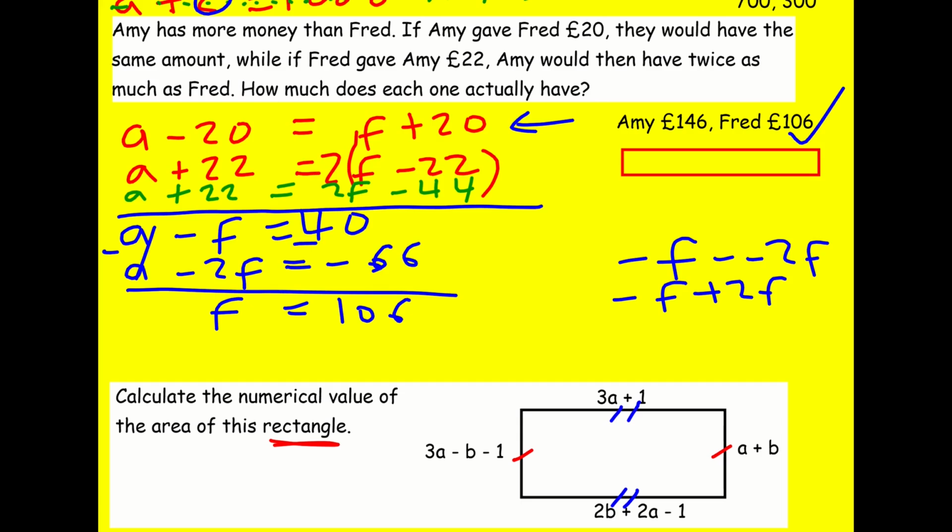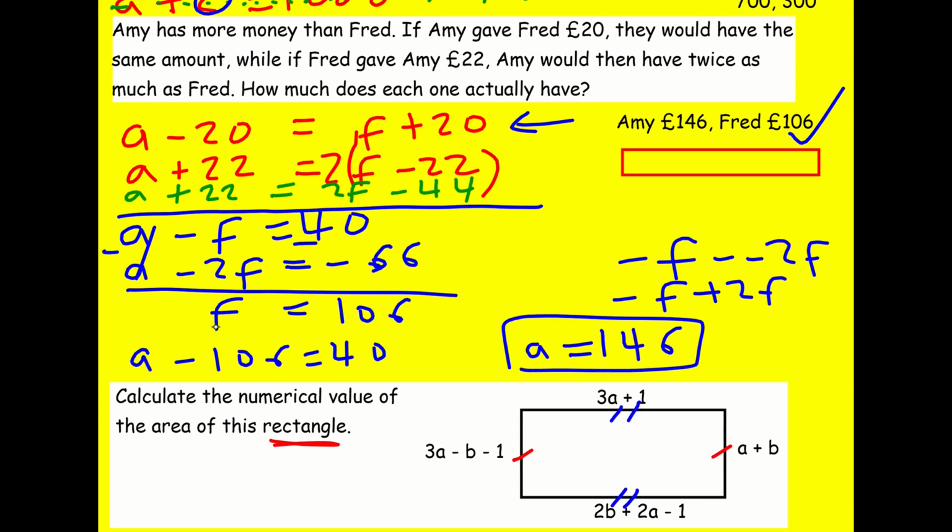I can then substitute back in. Which one is the best one to substitute back into? I think I'll substitute back into this top one here. So I've got a minus 106 is 40. So now I can add 106 to both sides, and I'm going to get that Amy has 146 pounds.